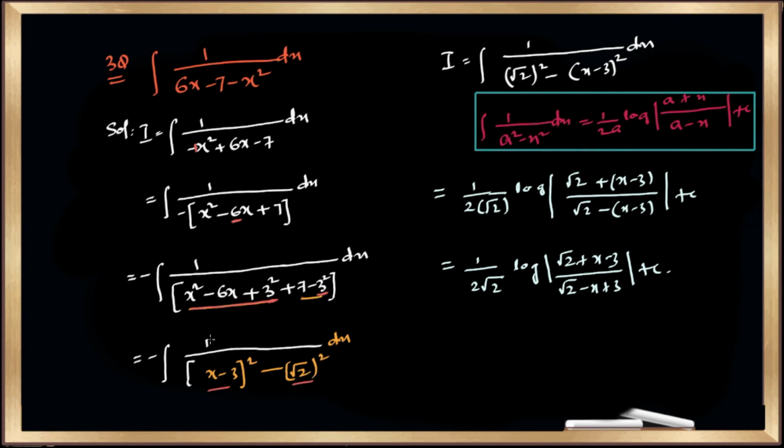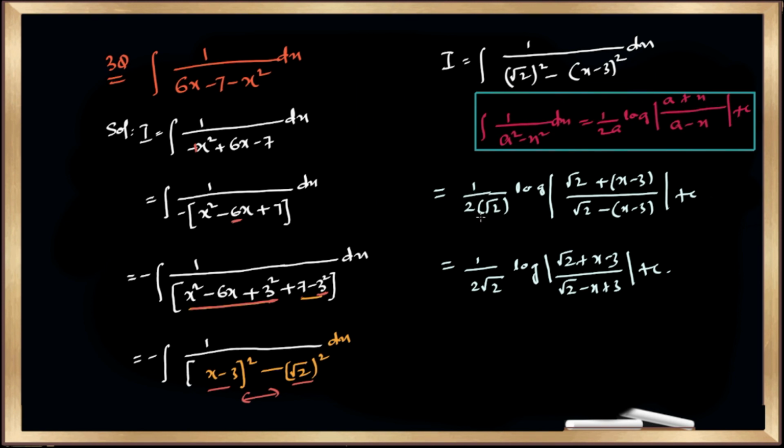So this is in the form of 1 by x square minus a square, but minus is there. There is no formula with minus. So if you multiply this minus, these terms will interchange. So it will become 1 by root 2 square minus x square. So this is in the form of 1 by a square minus x square, that is 1 by 2a log a plus x by a minus x plus c.